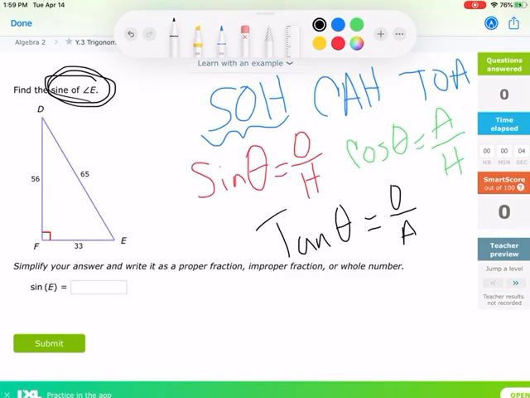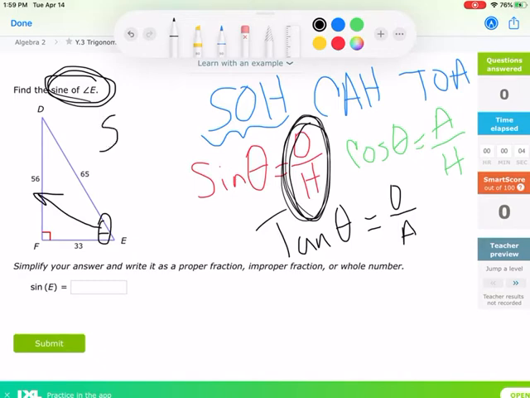So they're giving you theta. So E is theta right there. That's the Greek letter theta, angle. So that's the angle, and it wants the sine. So we're looking at this thing right here. SOHCAHTOA. So sine is opposite over hypotenuse. So opposite, that would be opposite that. That's the opposite side. So 56 would be opposite.